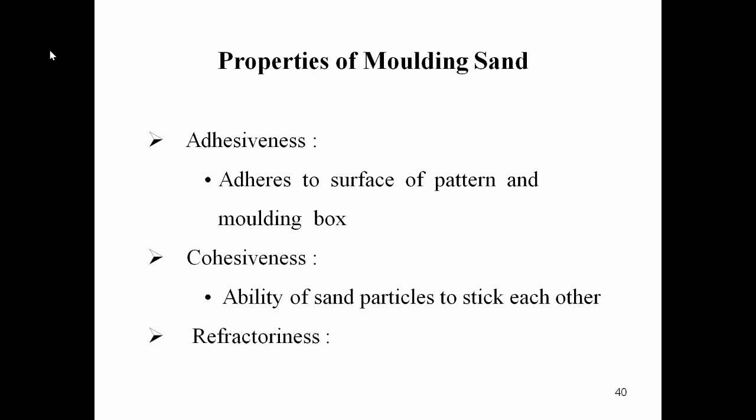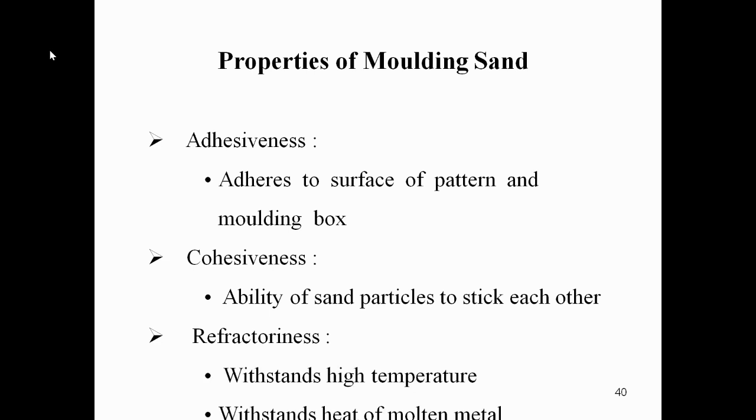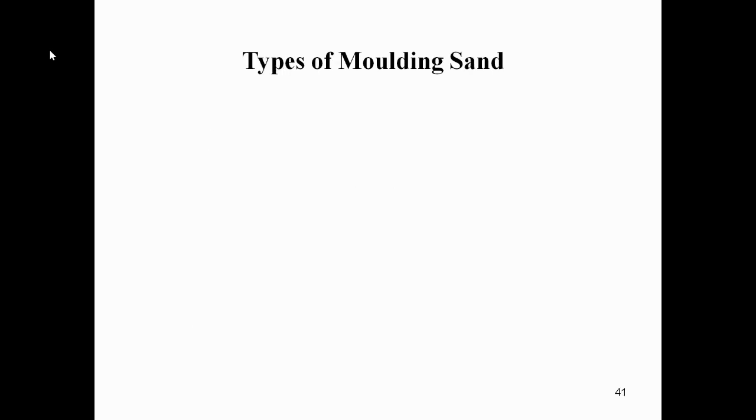The last one is refractoriness. It can withstand higher temperature. It withstands the heat of molten metal. So the next topic is the types of molding sand. Here we have natural sand, synthetic sand, and special sand.